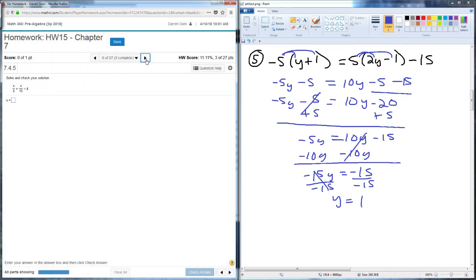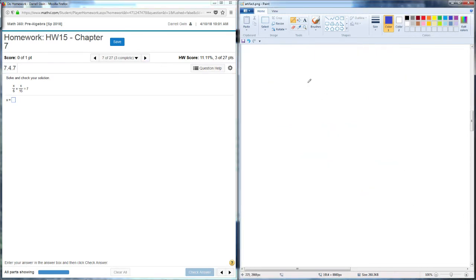Ooh, now we're into fractions. Okay. So number 7. Oops, wrong color. Number 7 is x over 6 plus x over 15 equals 7.